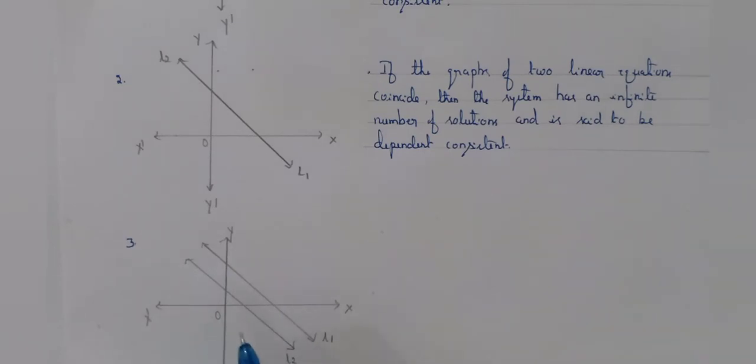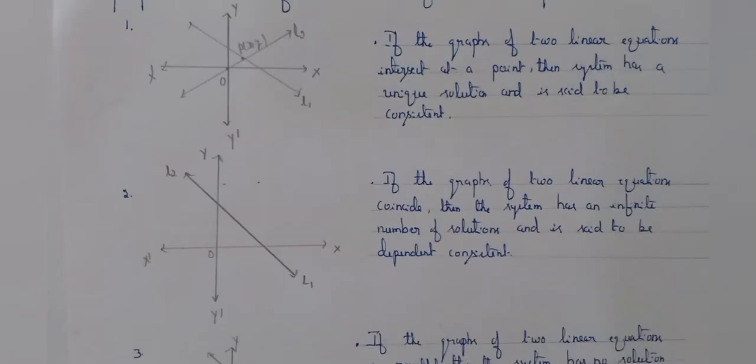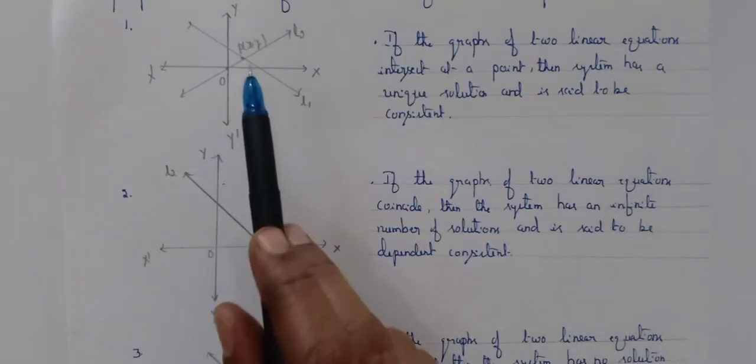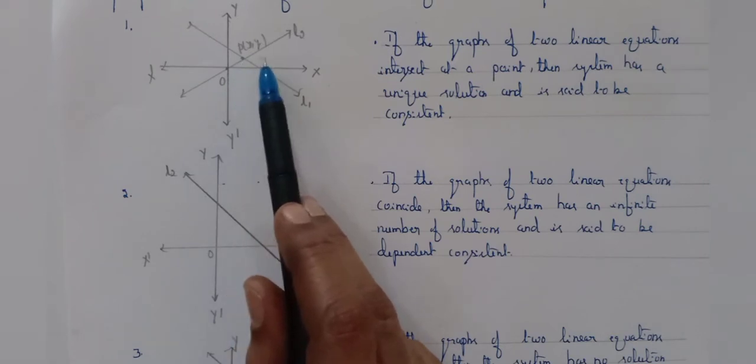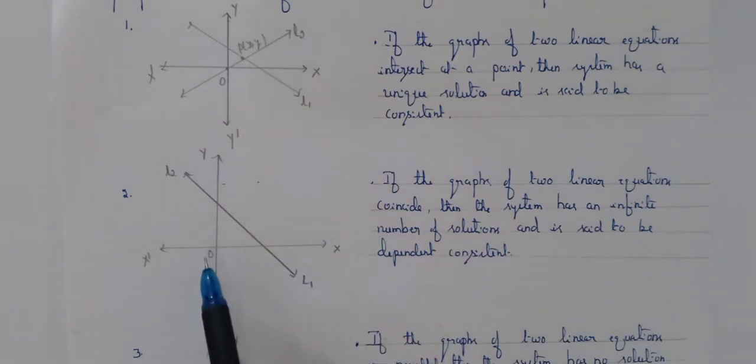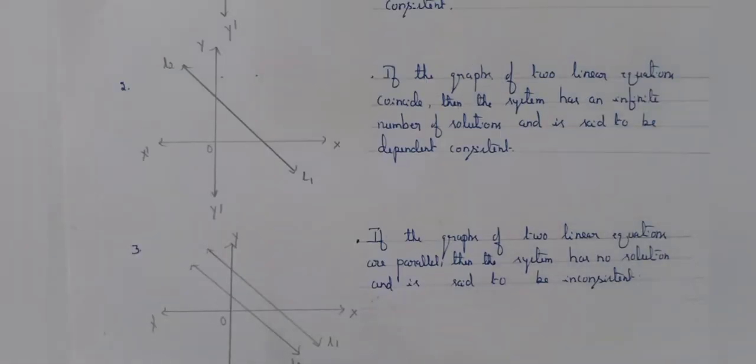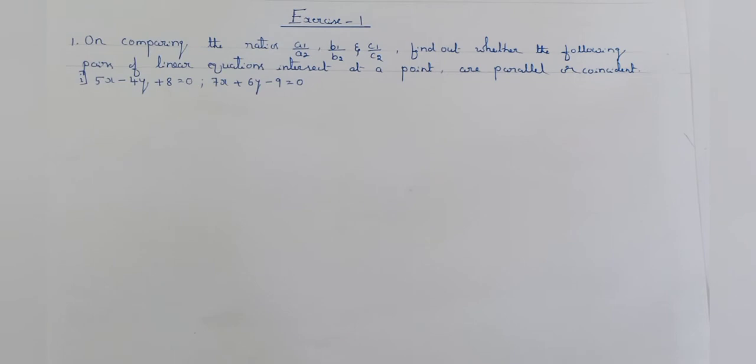Now see the figure 3. Here the lines L1 and L2 are parallel to each other. If the graphs of the two linear equations are parallel, then the system has no solution and it is said to be inconsistent. So, if the graphs of the two linear equations intersect at a point, then the system has a unique solution. If the graphs coincide with each other, then the system has an infinite number of solutions. And if the graphs are parallel, then the system has no solution. Now, let us start the exercise 1.